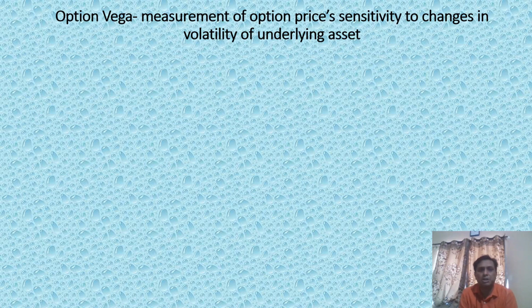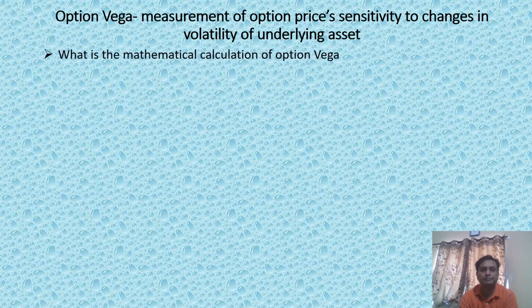Welcome to this presentation on option Vega, which is the measurement of an option's price sensitivity to changes in the volatility of the underlying asset. Now, what is the mathematical calculation of option Vega?